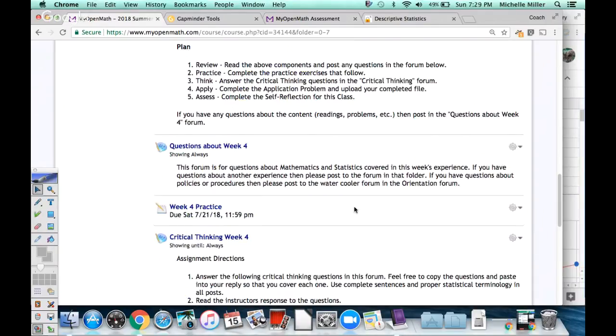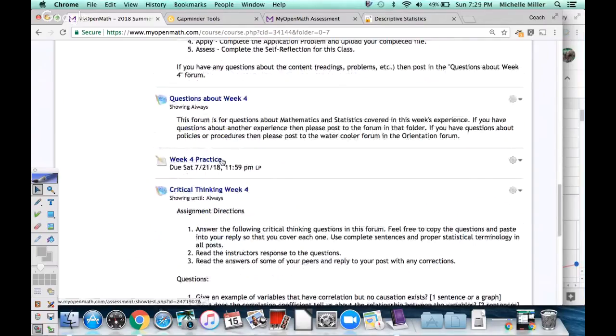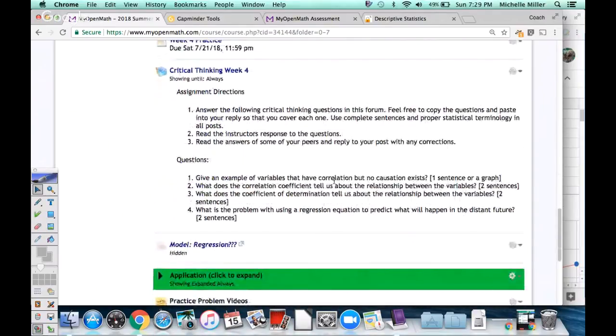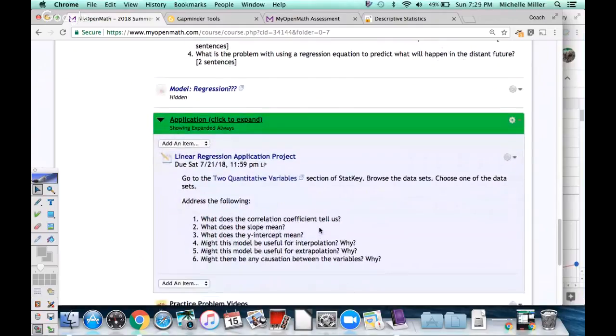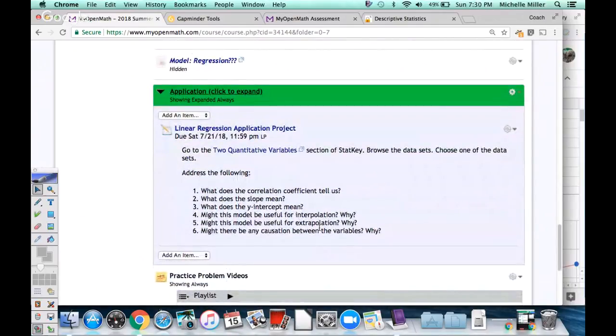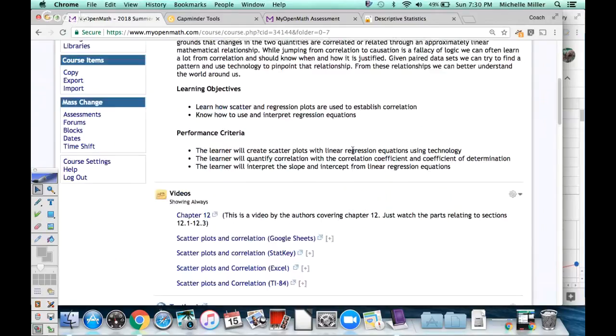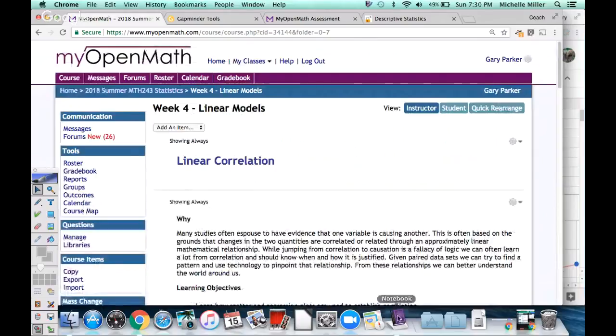You have a few assignments this week. You have your practice problems, which is just getting used to plotting points, making lines through those points, and interpreting the results. Critical thinking, you have a few questions to answer about the technical aspects of the lines we're putting to these data. And then your application this week is to find a pair of data sets that you can model using a line, and then to interpret some things about that data and line. And my recommendation is you go to StatKey to do that. So some examples to play with here.